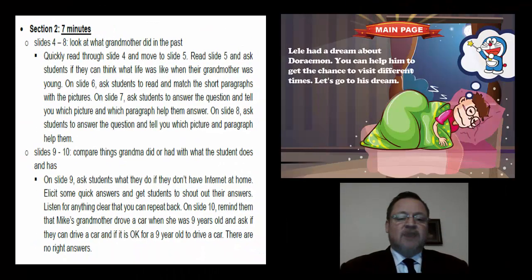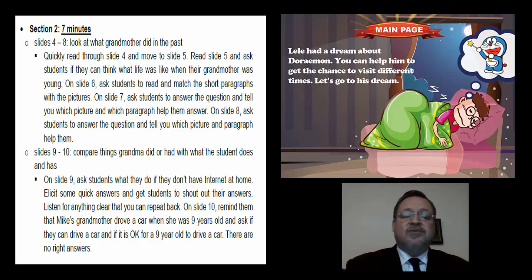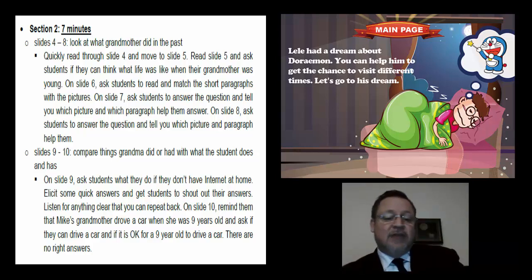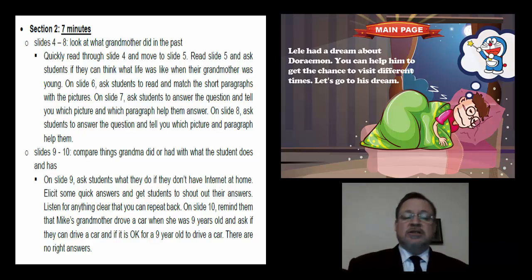And then the next section, section 2, we recommend 7 minutes for this particular section, and it's for slides 4 through 10. And in this section and the next section, in fact, are the longer sections because it covers the majority of what we're trying to accomplish in the lesson.